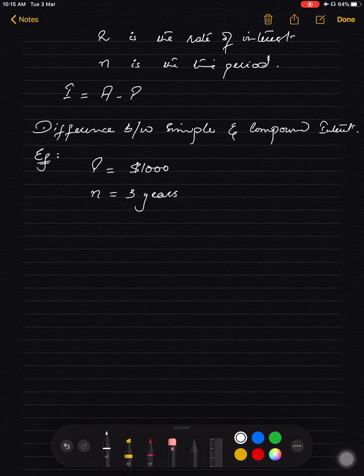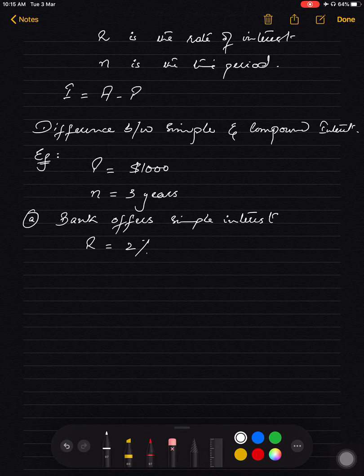Now, if the bank offers simple interest, we are doing case A. The bank offers simple interest. The interest rate is, suppose, 2% per annum. Per annum means per year or annually.